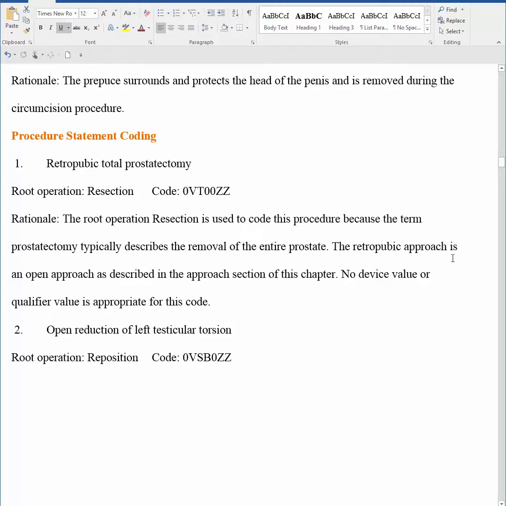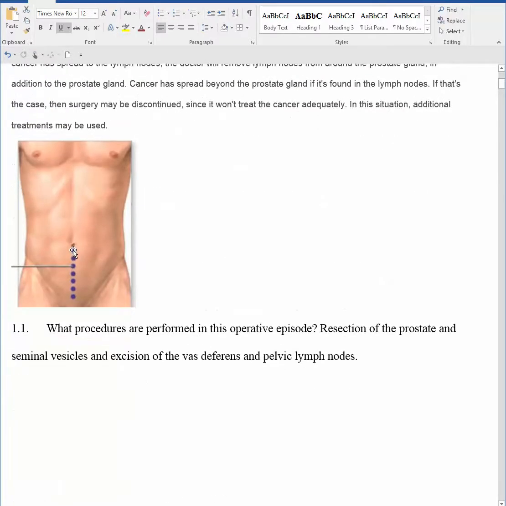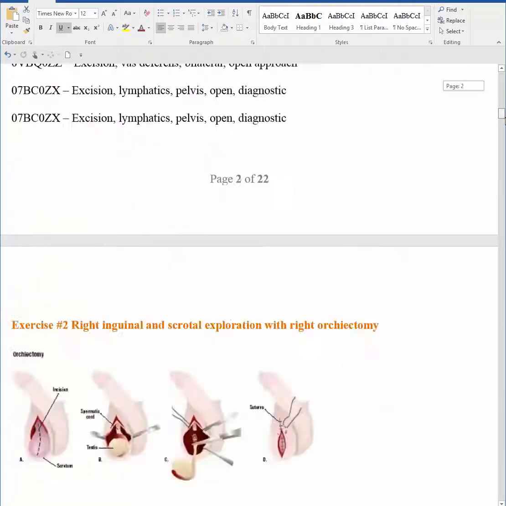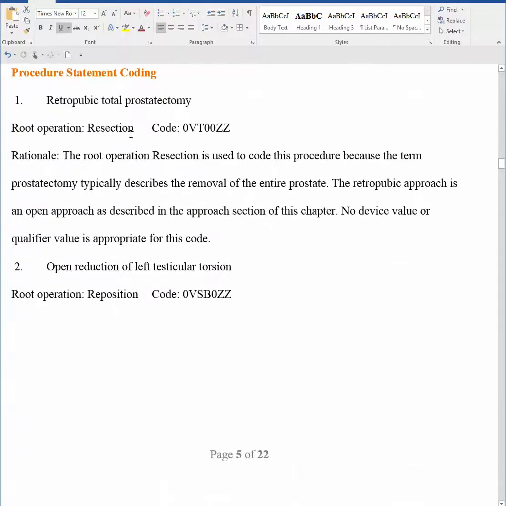Also retropubic, as noted in that previous example above with the patient, is an open surgical approach. So if we go back up to that picture, this is where they're making that incision. So this is somewhat of a repetitive idea, but the word retropubic is an open approach as described in the chapter.